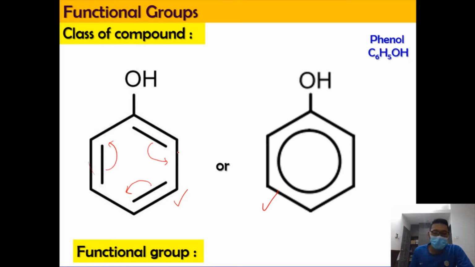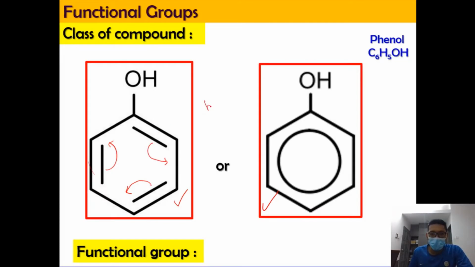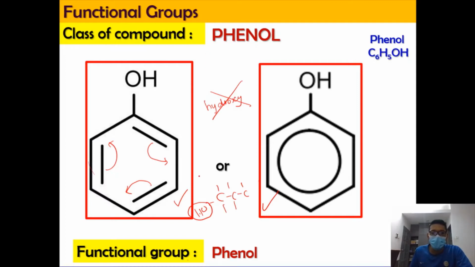Alright, so for this case, the functional group is not going to be hydroxyl. Okay, not hydroxyl. So hydroxyl is wrong because hydroxyl is for aliphatic or a single carbon chain. So here is hydroxyl. However, when the OH is attached to the benzene ring, we have to circle this all. It means that it is a new functional group, which is phenol. So you have to circle it all. And the class of the compound coincidentally has the same name as the functional group, which is phenol. So the functional group is phenol, which is the whole thing, and the class of the compound is phenol as well.